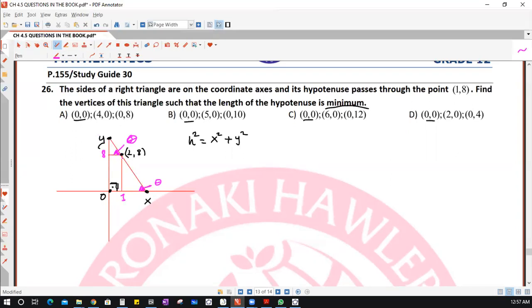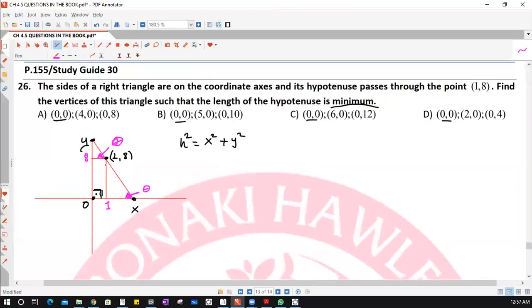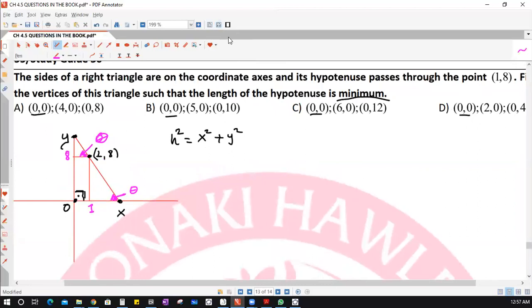So how can I write the length of the sides of the triangles? In the small triangle, let me write with a different color. In the small triangle, this length is y minus 8, because this is 8 from 0 to 8, and this is 0 to y. This length is y minus 8. Again, in the same triangle, this length is just 1.